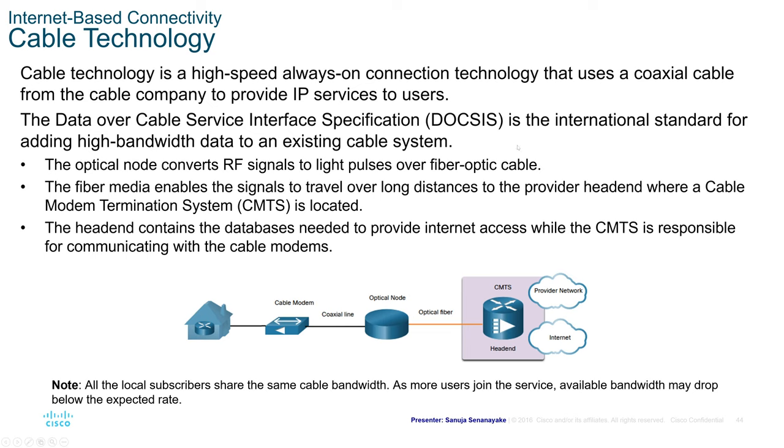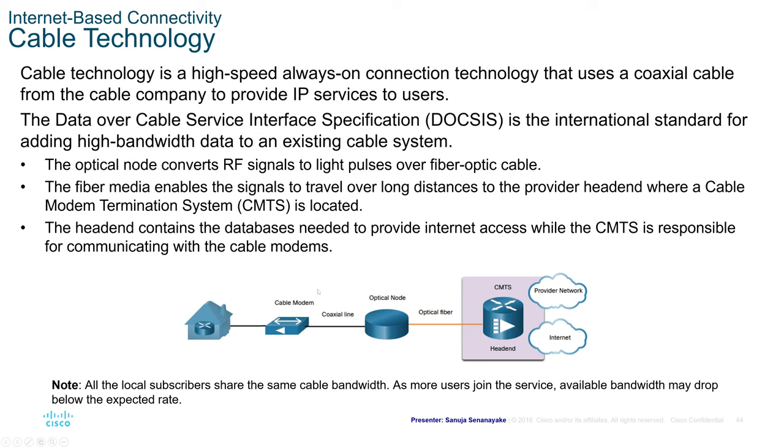The optical node converts RF signals to light pulses over fiber optic cable. The fiber media enables the signals to travel over long distances to the provider head end, where a cable modem termination system, also known as CMTS, is located. The head end contains the databases needed to provide internet access, while the CMTS is responsible for communicating with the cable modems.